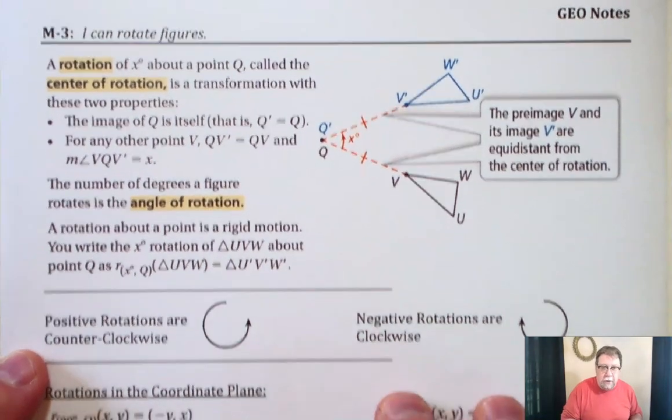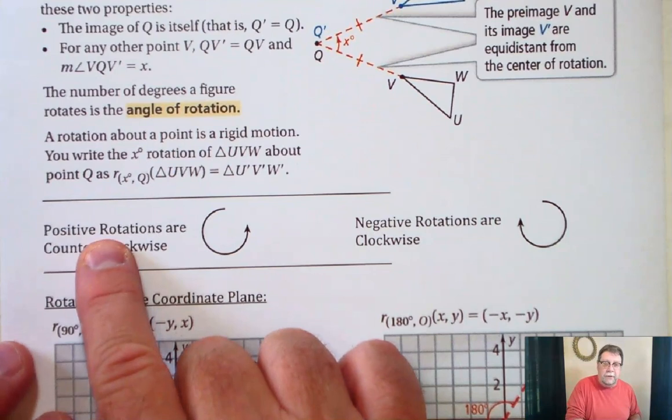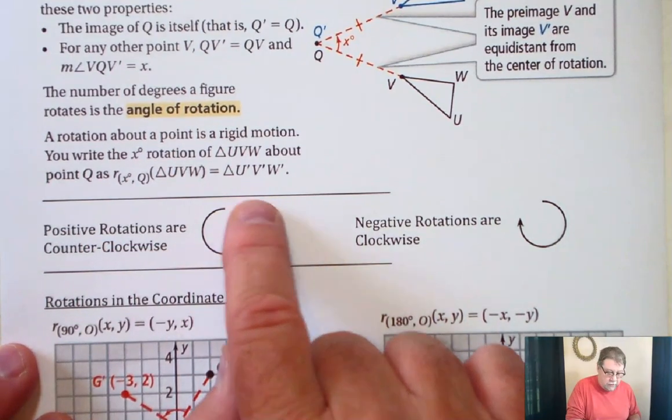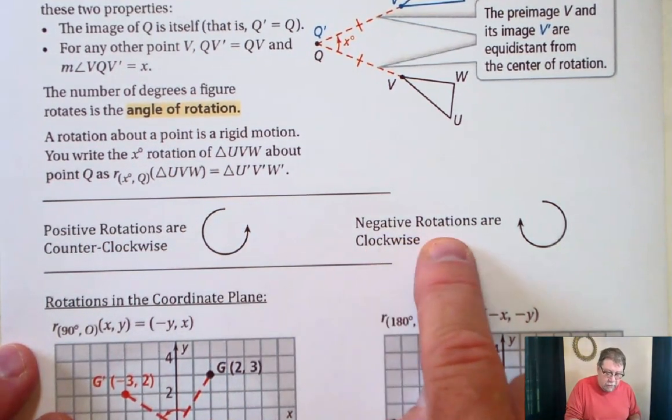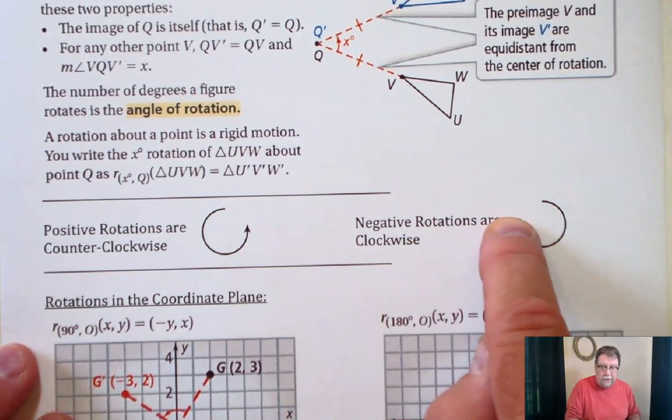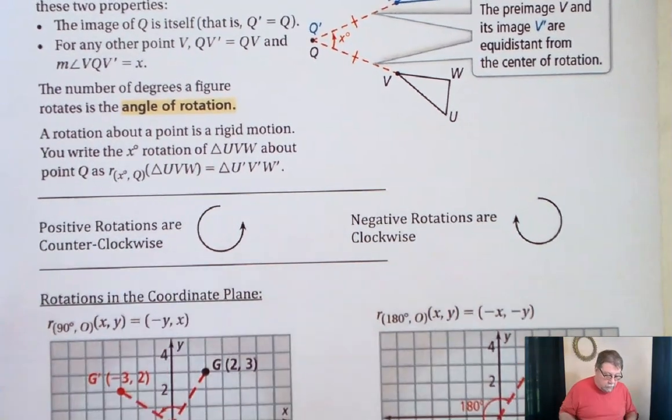One thing you want to make sure you understand is that if you have a positive rotation, it's counterclockwise. So it's going this way. If it's a negative rotation, it's going clockwise. That's really important to remember.